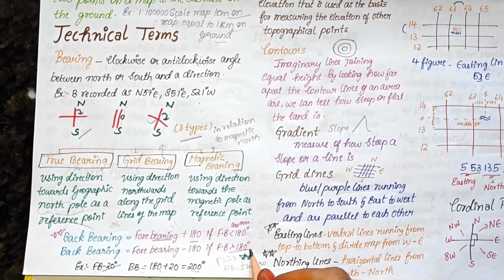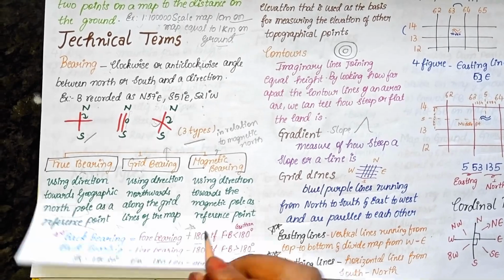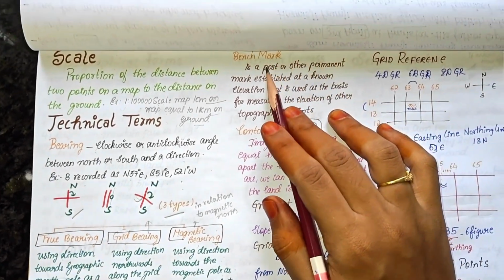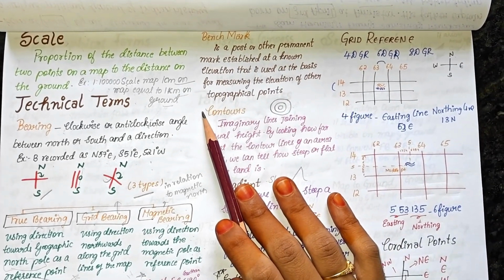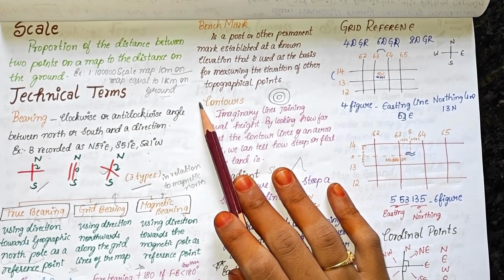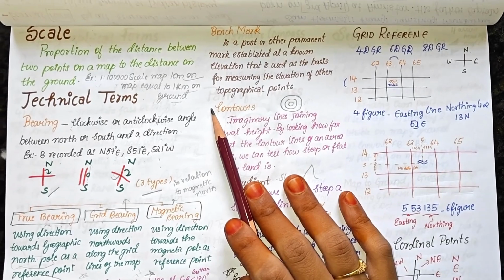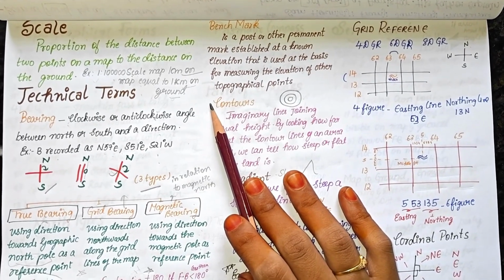Since it's less than 180. Important bit, and definitely asked in the paper. What is a benchmark? A benchmark is a post or other permanent mark established at a known elevation that is used as the basis for measuring the elevation of other topographical points.